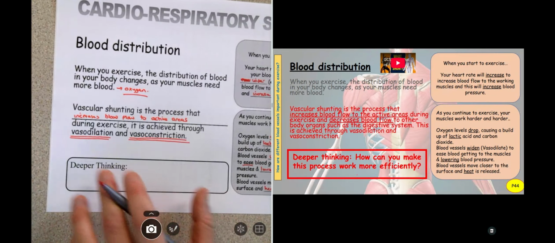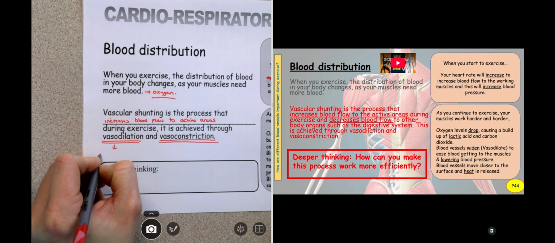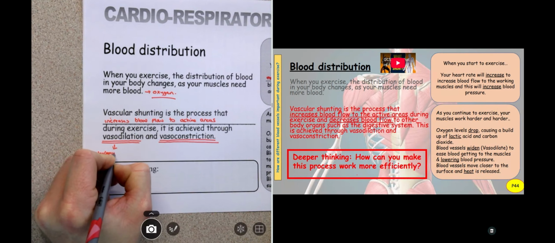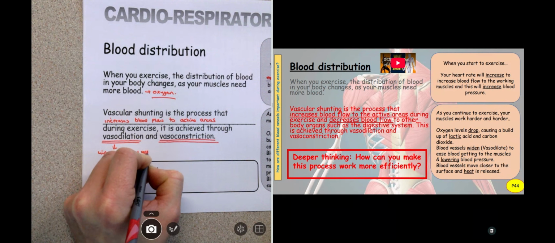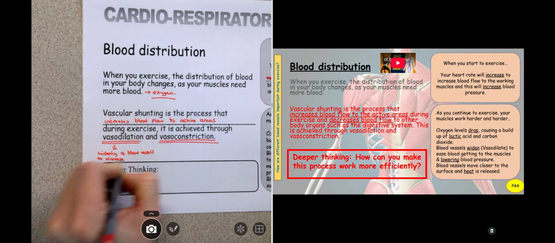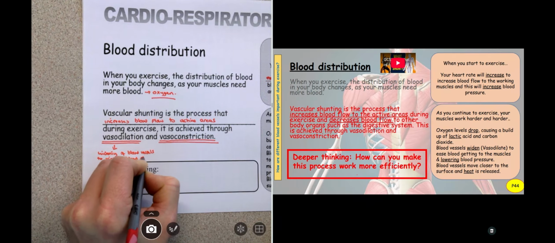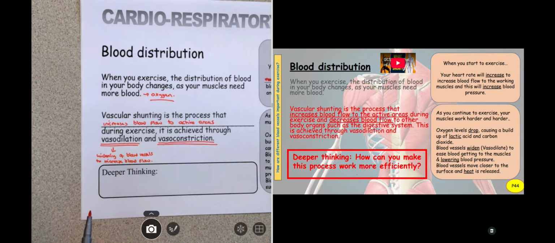So just to be a bit more clear with that explanation, vasodilation is the widening of blood vessels to increase blood flow. So during exercise that will happen so blood flow can increase to your working muscles so they can get more oxygen.